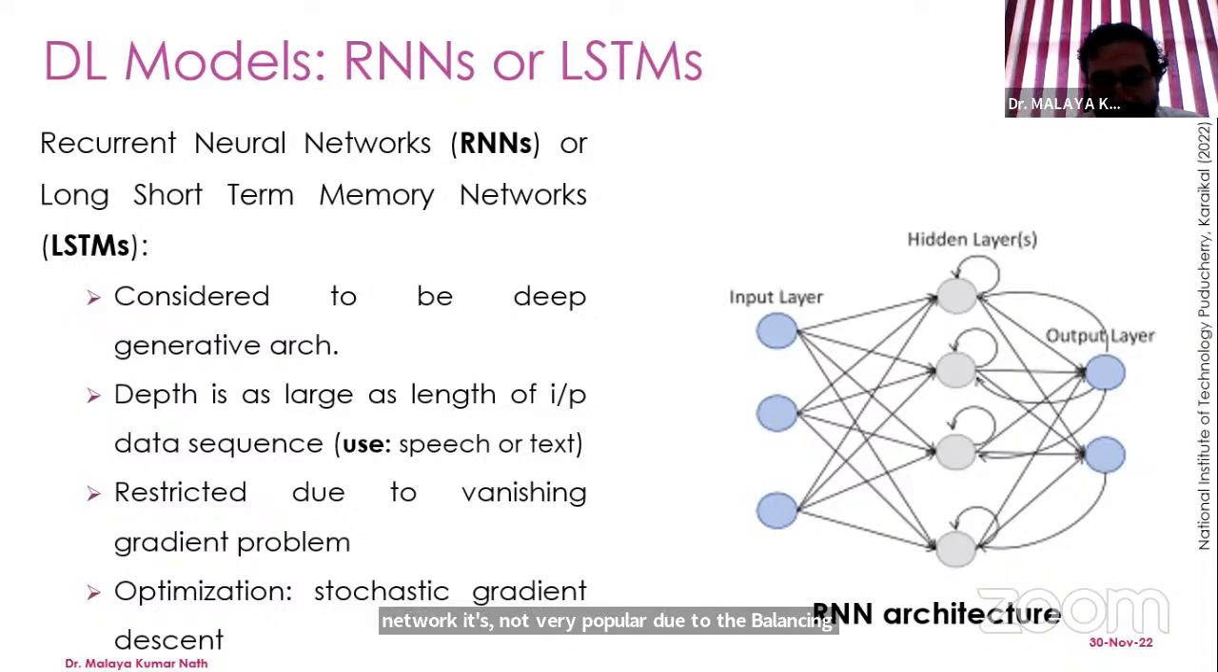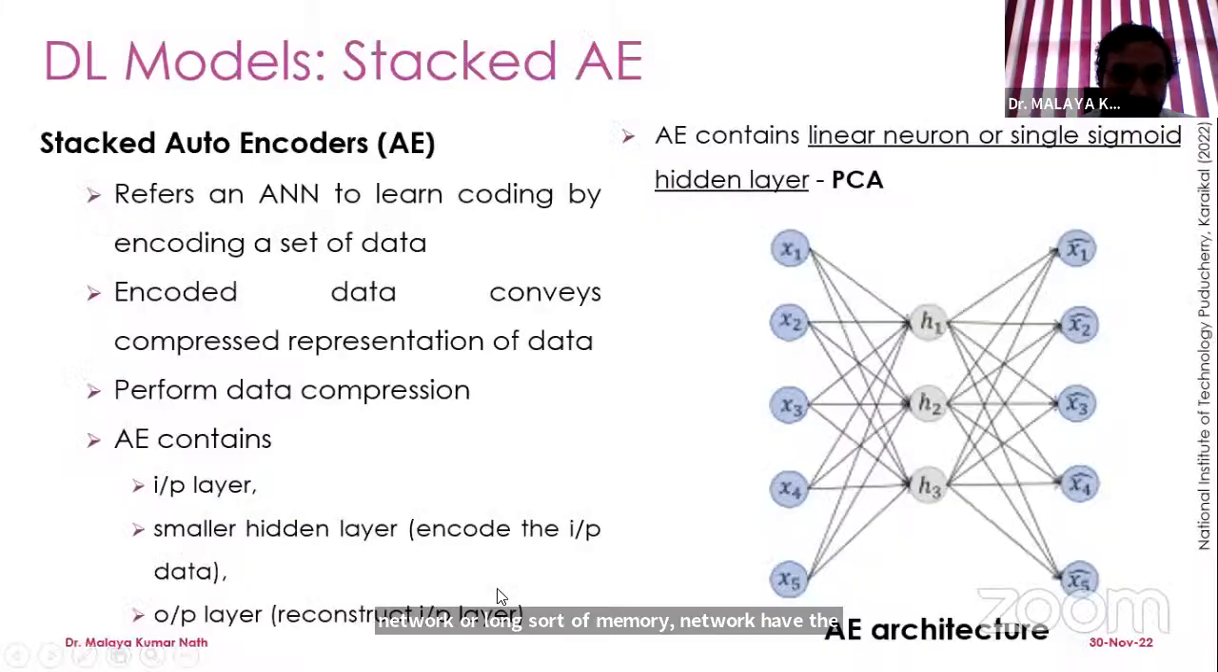Already we have discussed that in order to make the predicted value equal to the output value, this prediction depends upon the weights. And the weights are calculated by calculating the gradient, and if the gradient vanishes, we cannot calculate the weights. So this type of neural network, that is the recurrent neural network or long short-term memory network, has the vanishing gradient problem, and this optimization is performed by stochastic gradient descent.